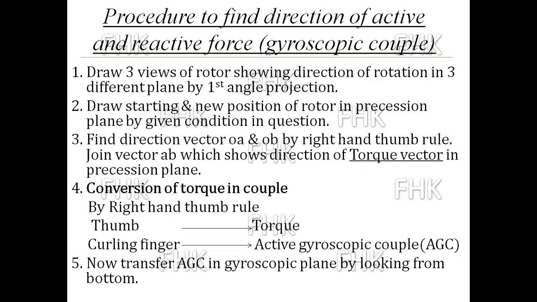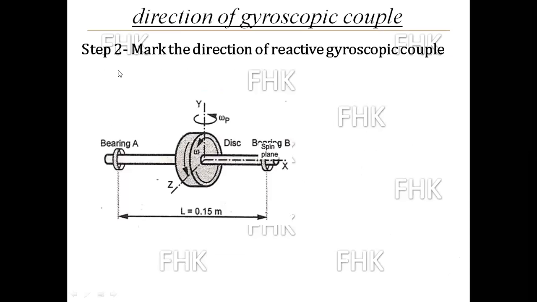Now, as we learned in the previous session, this is the procedure to find the direction of the active and reactive couple, that is, the gyroscopic couple. You have already read all the steps. I am directly starting with step number 2, that is, mark the direction of the reactive gyroscopic couple. We have to find the direction of the gyroscopic couple.